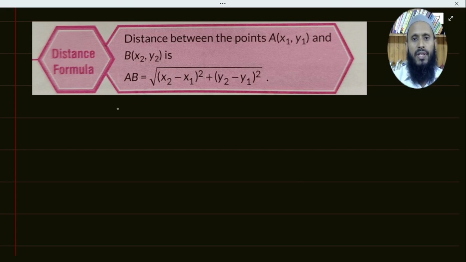The distance between 2 points A (x1, y1) and B (x2, y2) is AB equal to the square root of (x2 minus x1) whole square plus (y2 minus y1) whole square. Now, let us see through an example.